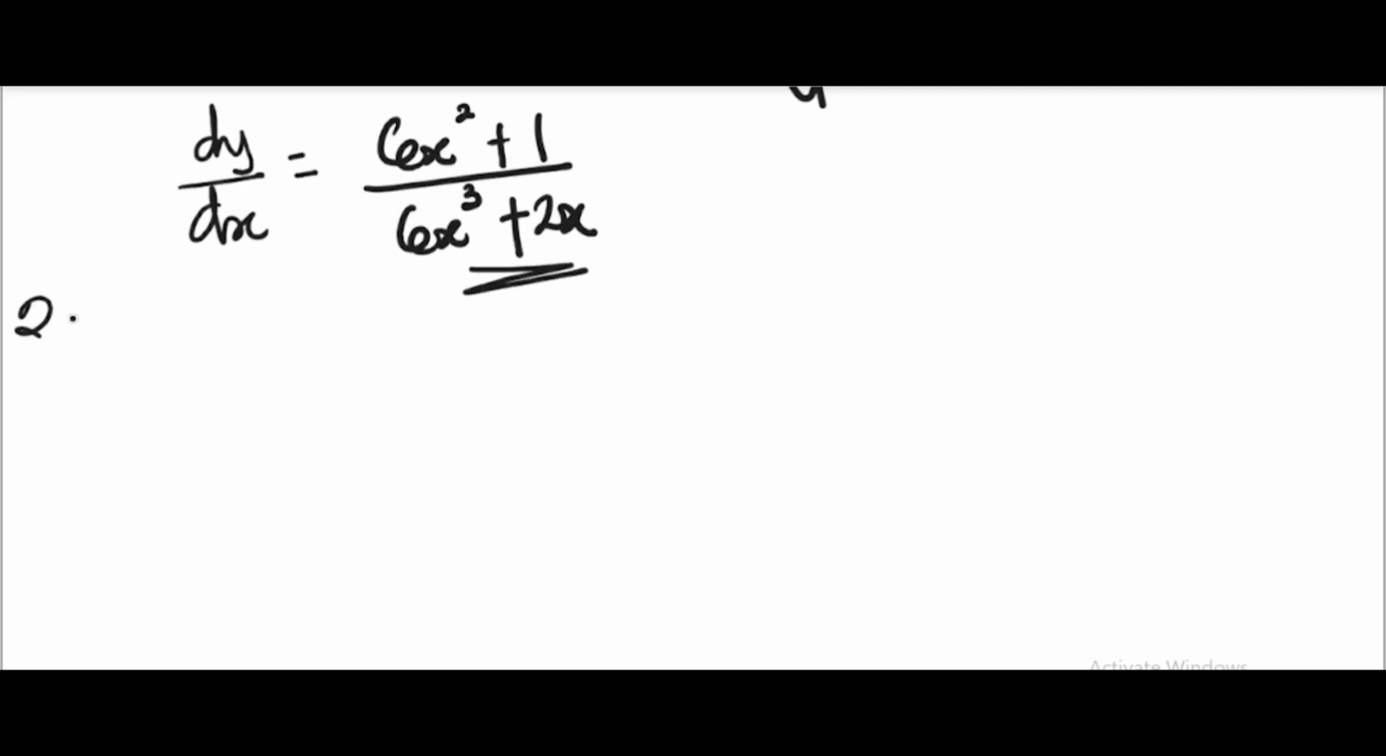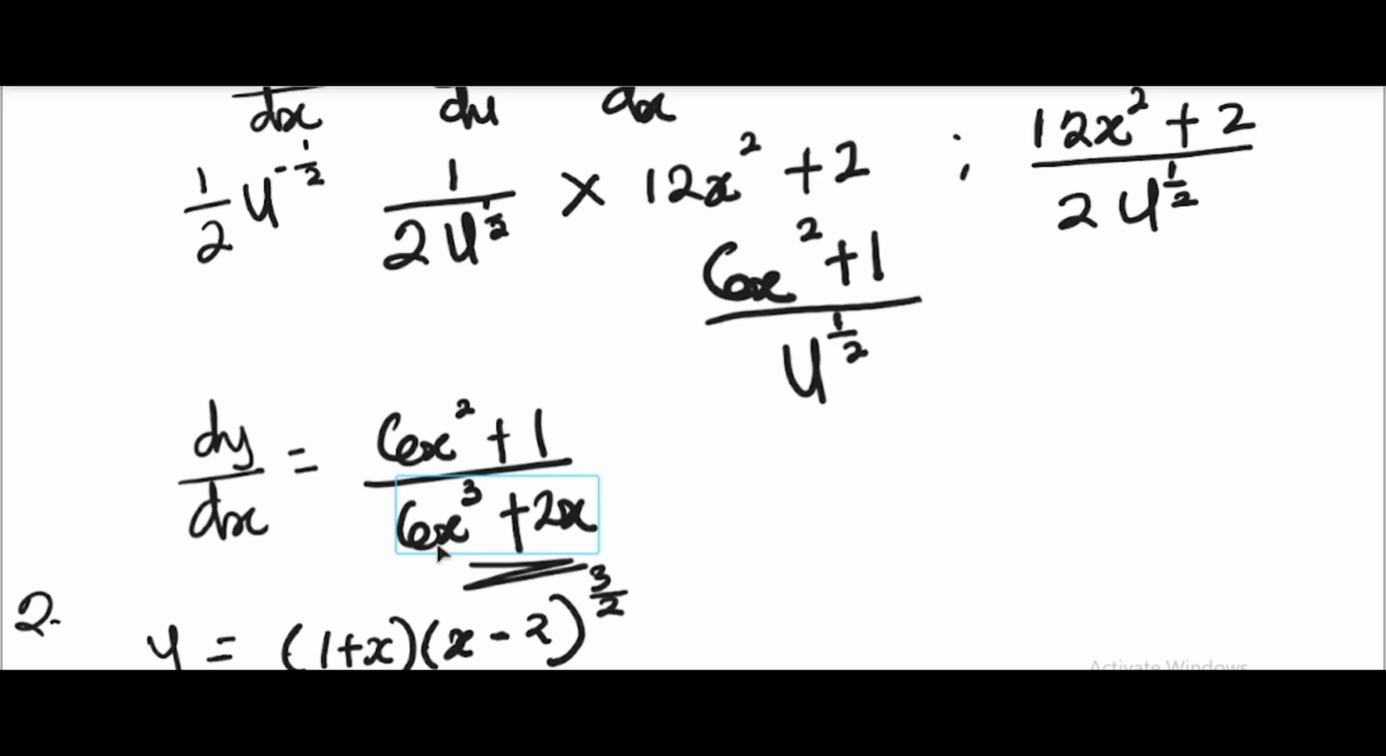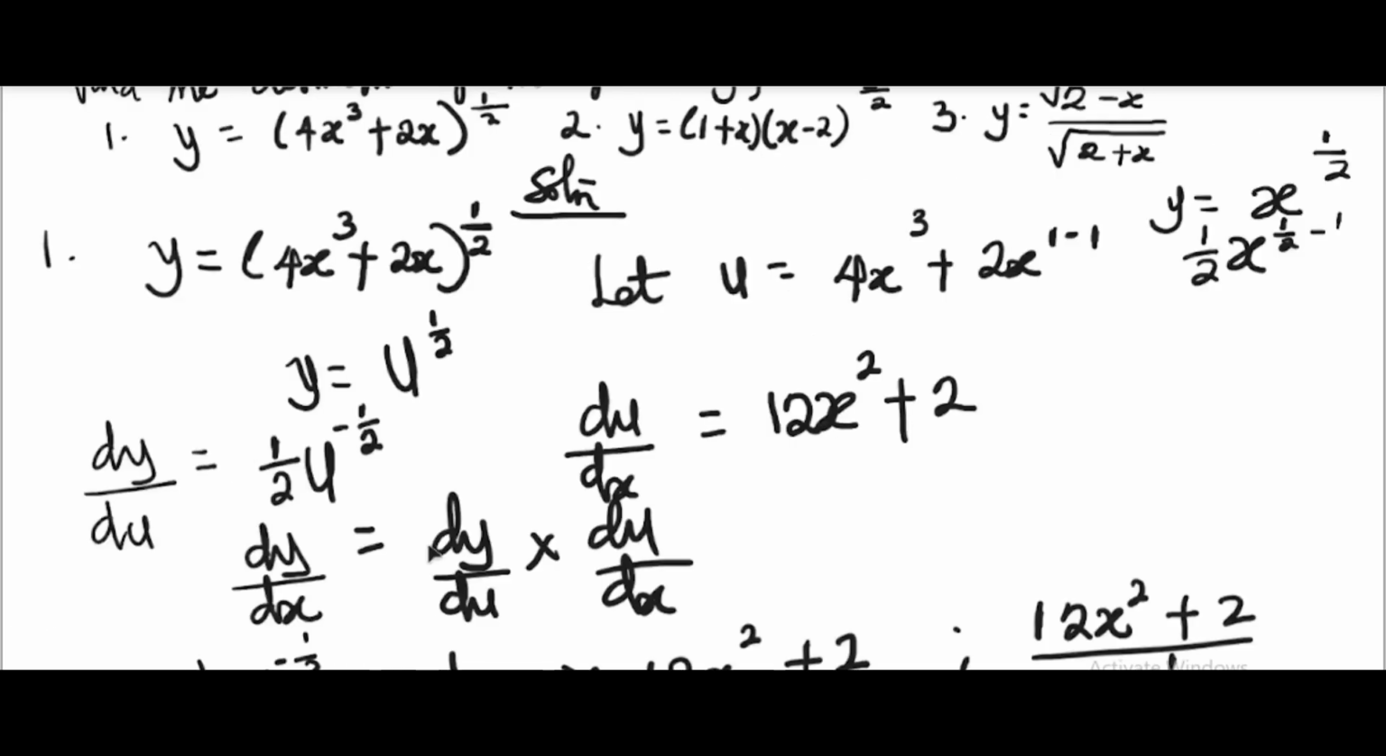To the second question, we have y equals 1 plus x times x minus 2 raised to the power of 3 over 2. Okay, now before we continue, there was something I was saying about those who will be answering this in JAMB. Now, you see these shortcuts.